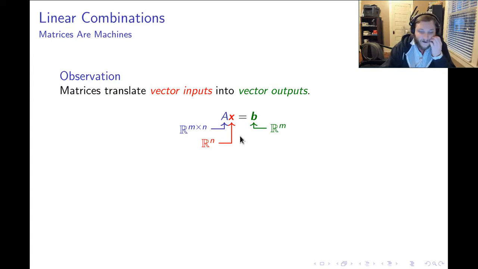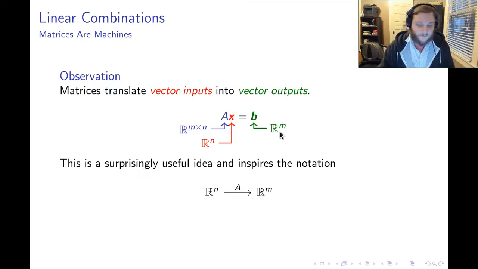So the idea here is that when we say we can view A as some sort of machine that has vector inputs and vector outputs, the inputs into A are vectors whose number of coordinates is the same as the number of columns of the matrix, and the outputs are new vectors whose number of coordinates is the same as the number of rows. So this is a surprisingly useful idea and will motivate a lot of the concepts that we build throughout the course. And I want to conclude this first lecture with a bit of notation that elegantly communicates this idea.